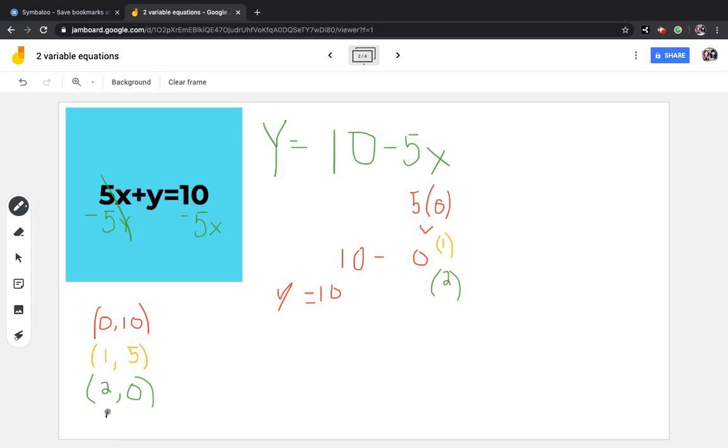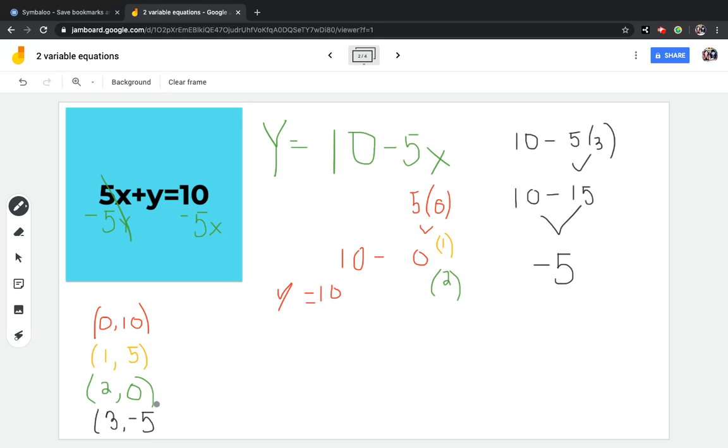So we have 3, comma. I might have to do this one out. So I have 10 minus 5 times 3, which would be 15. Okay, so that would be 15. 10 minus 15, or 10 plus a negative 15, would be negative 5. So that would be my y. Okay, so if I have my x as a 3, my y would be negative 5.